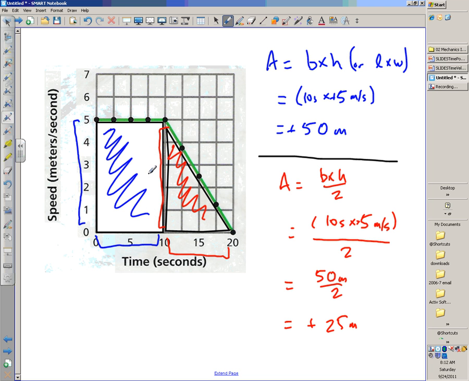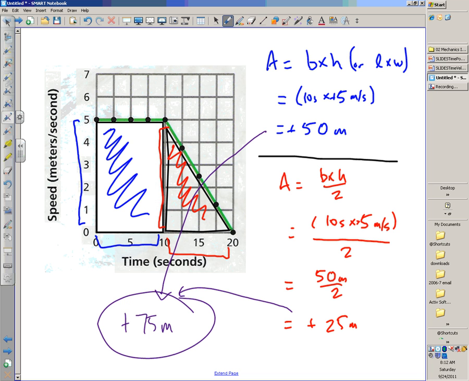So I calculated the area of the rectangle, base times height, and calculated the area of the triangle, base times height divided by 2. Get these values, add these together: 50 plus 25 gives us a positive 75 meters. That's the displacement of that object during that time.